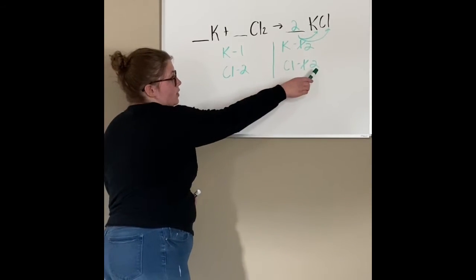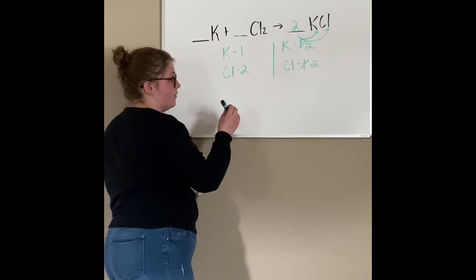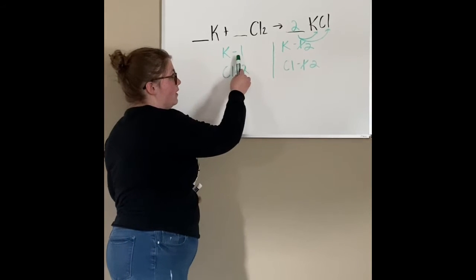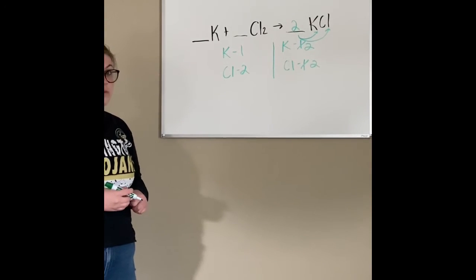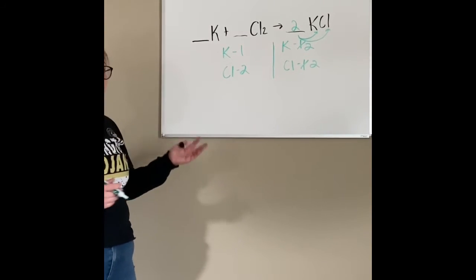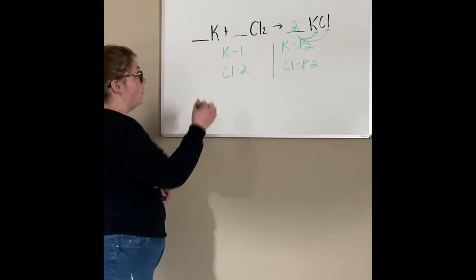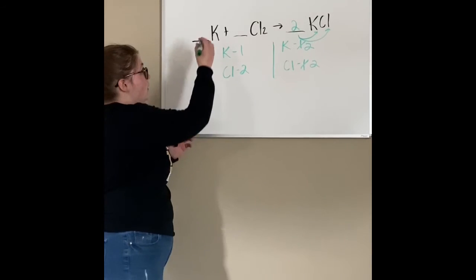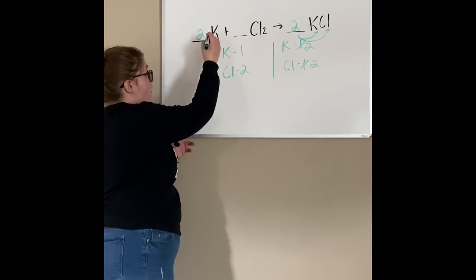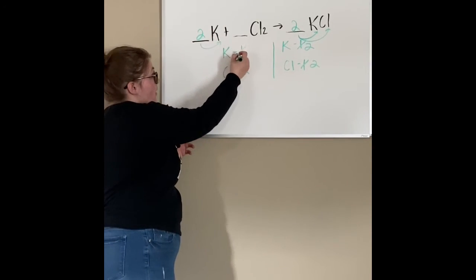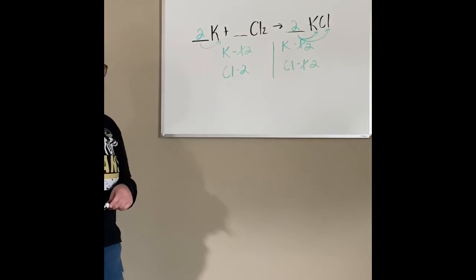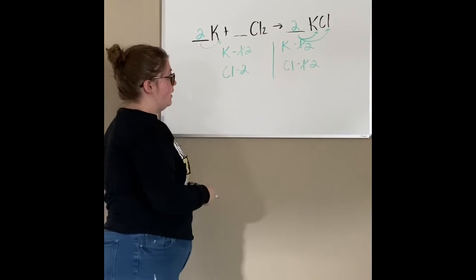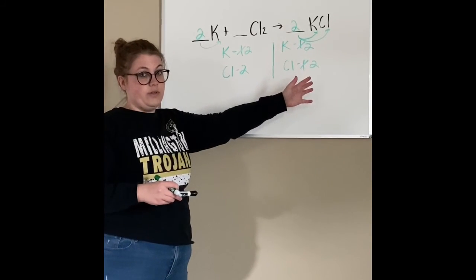So we've got 2 CLs over here, we've got 2 CLs over here, so CL is good. But now we have 2 Ks over here, we only have 1 K over here, right? So now we have to balance the Ks. So to do that, this side is now the smaller side, so I want to put a coefficient over here. So I'm going to put a 2 right here, because again, 2 times 1 is 2. And now I have a balanced equation because I have 2 Ks over here, I have 2 Ks over here, I have 2 CLs over here, and I have 2 CLs over here.